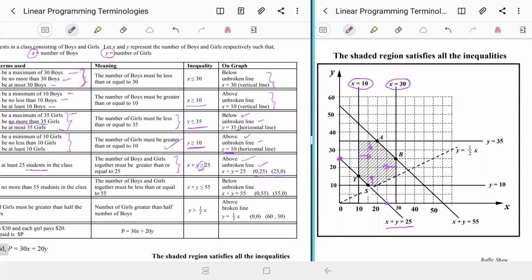And now we want above it, right? Because we want above it, the region is above that line. See here that I'm marking right now. The region is above that line as well. All right, and let's continue now.